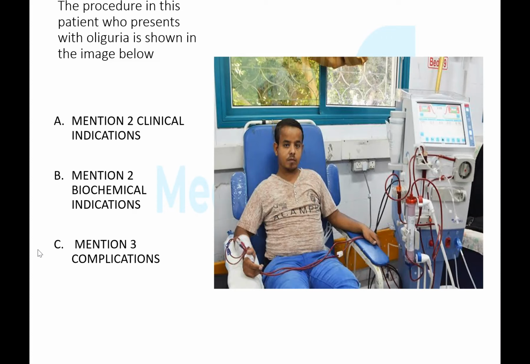So how about biochemical severe indications? Metabolic acidosis. Exactly. So those will still be clinical. You can still go for biochemical: hyperkalemia, when the potassium level is more than 6. Yes, when it's more than 6. Aside from potassium, what else? How about urea?